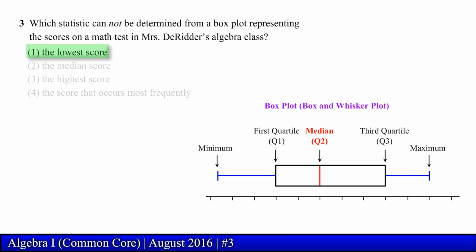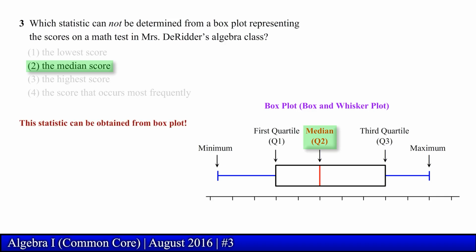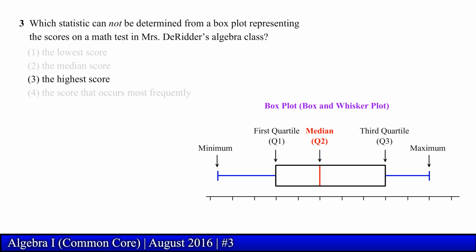Option 1 reads, the lowest score. The lowest score is also known as the minimum value. This statistic can be obtained from the box plot. It will be the point located at the beginning of the left whisker. The second option reads, the median. This statistic can also be found from the box plot. This will be the value located on the second quartile. Option 3 reads, the highest score. This statistic is also known as the maximum value, and this statistic can be found in a box plot. It will be the value located at the end of the right whisker.